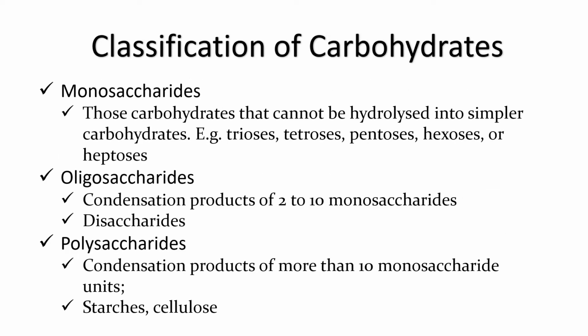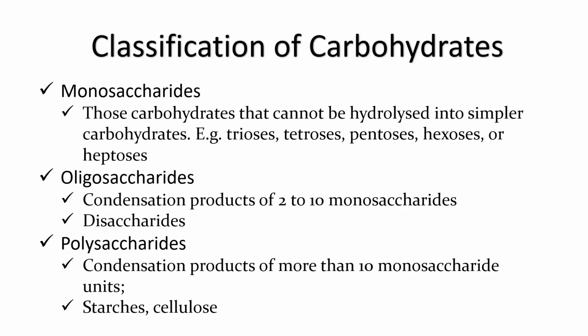Classification of carbohydrates. We have three classifications of carbohydrates, which can either be a monosaccharide, oligosaccharide, or a polysaccharide. Monosaccharides are those carbohydrates that cannot be hydrolyzed or further broken down into simpler carbohydrates. Examples are trioses, tetroses, pentoses, hexoses, or heptoses, which are all aldoses. Monosaccharides are the building blocks of the macromolecules that we see. Specific examples would be glucose and fructose.